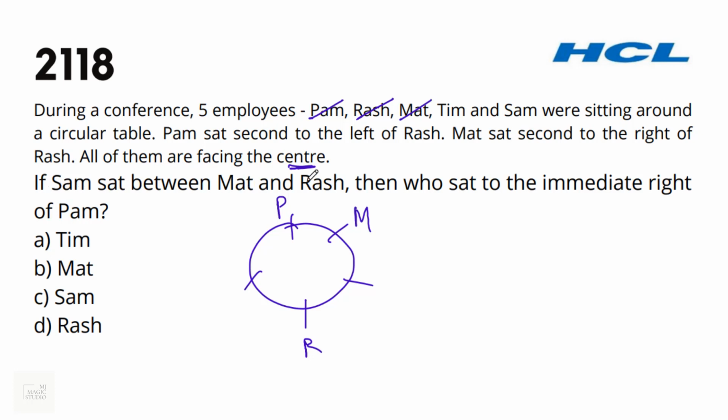If Sam sat between Matt and Rash, here is Sam. That means Tim should be taking up this position. Great. Then who sat to the immediate right of Pam? Pam is sitting and looking inside, so this is left of Pam and this is right of Pam, if he is looking towards the center. Immediate right of Pam is Tim. That is option A.